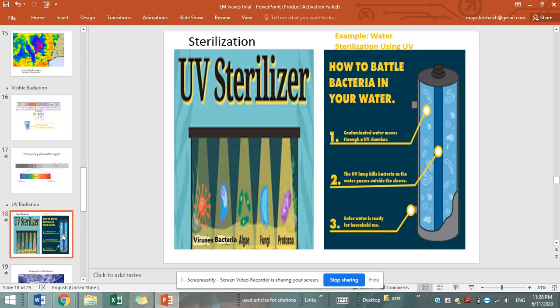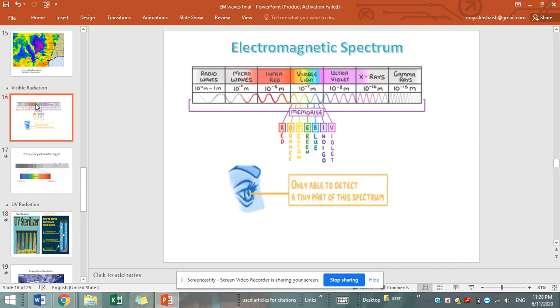Now for UV radiation, ultraviolet radiation, it is used for sterilization, for example water sterilization, in which contaminated water moves through a UV chamber. The UV lamp kills bacteria as water passes outside the sleeve. Here there are radiations coming out of this chamber, but we cannot see them with our eyes because the frequency of ultraviolet light is greater than the visible light, so we cannot see it. So here ultraviolet refers to ultra, meaning above violet.